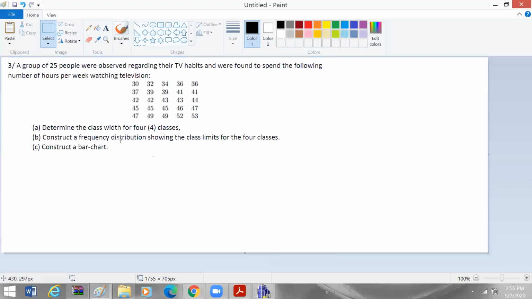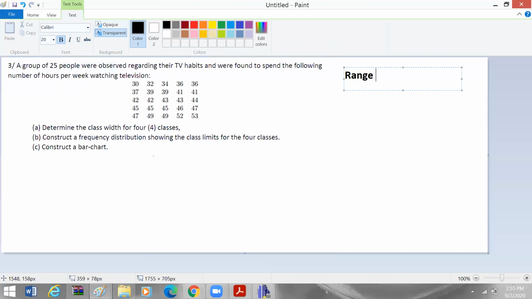So this is the question that we have on the practice questions. Remember that you don't have to do those questions, but we're going to practice that. All right, so what is the first step that we have to deal with? The first step is to calculate the range. So what is the range of the entire data set?